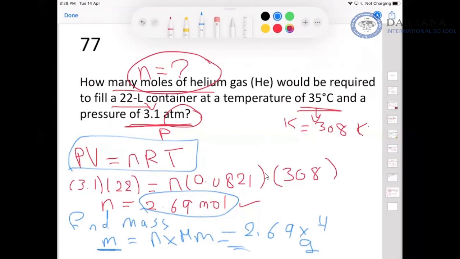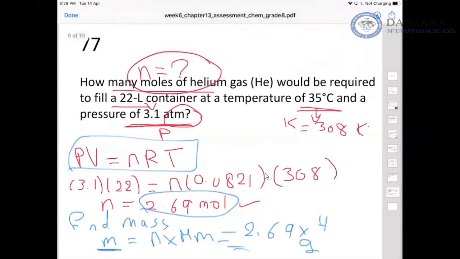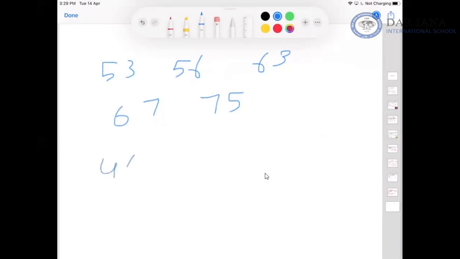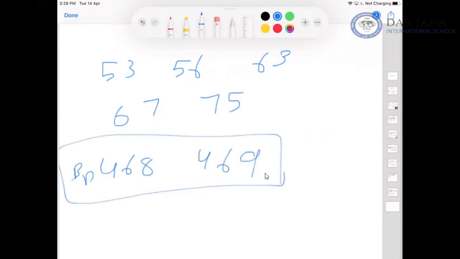Now that's all for here. You're going to have to solve other exercises, so you can do these exercises for practice. You can do number 53, 56, 63, 67, 75. You can solve these exercises as practice. These exercises are in the chapter assessment. That would be pages 468 and 469. The answer key for these exercises will be posted.